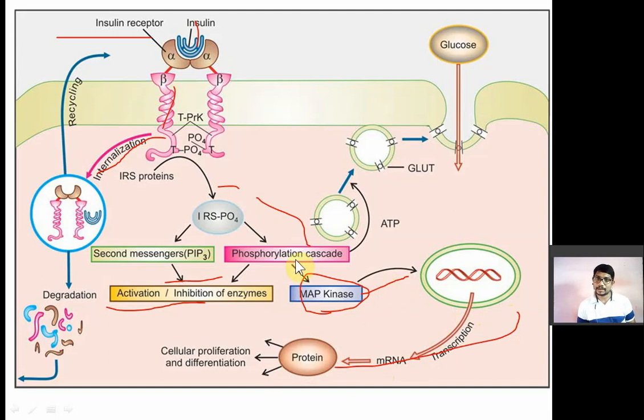And this phosphorylation cascade will also increase the transport protein, that is a glucose transport protein GLUT, which is responsible for the increase in glucose cellular uptake, that is, more glucose will go inside the cell, and there will be more glucose utilization and glucose metabolism. So that's how insulin will act.